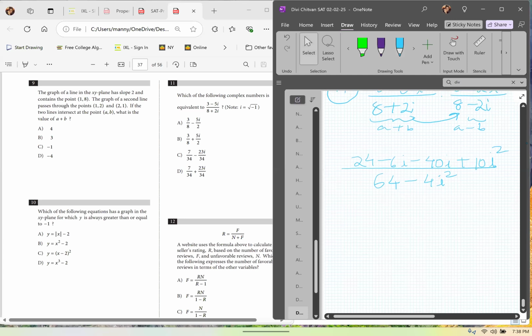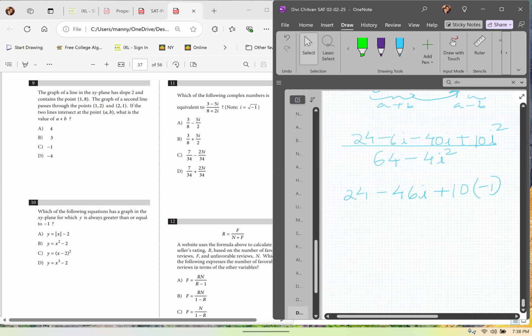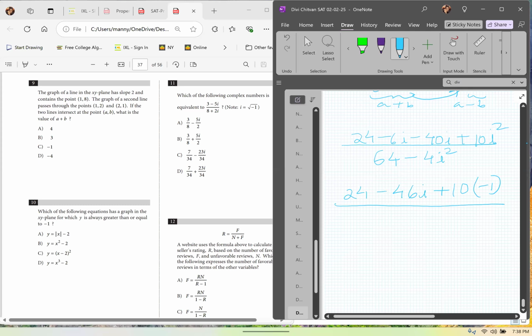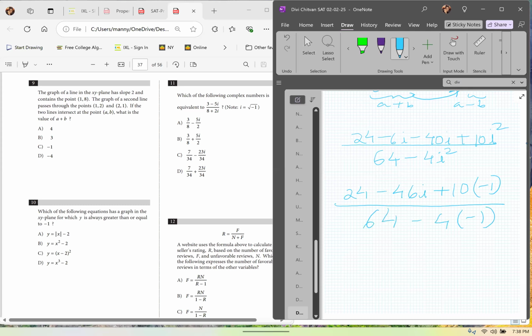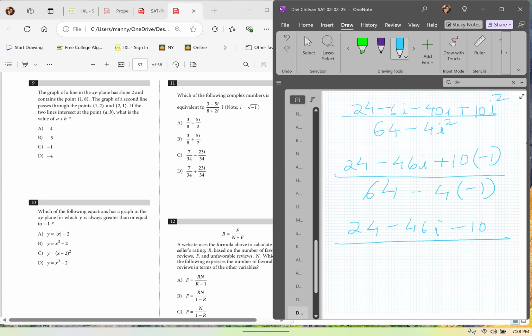So let's put it together. You have 24 minus 46i. At the top, you have i square is negative 1. You know that i square is negative 1. And you have 64 minus 4, and i square is always negative 1. Okay. So you have 24 minus 46i minus 10 divided by 64, and you can do plus 4.